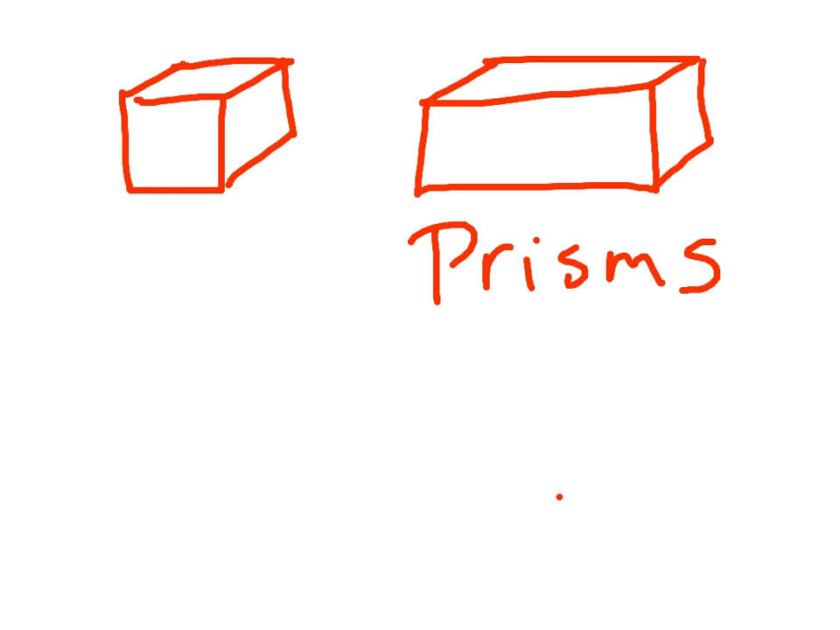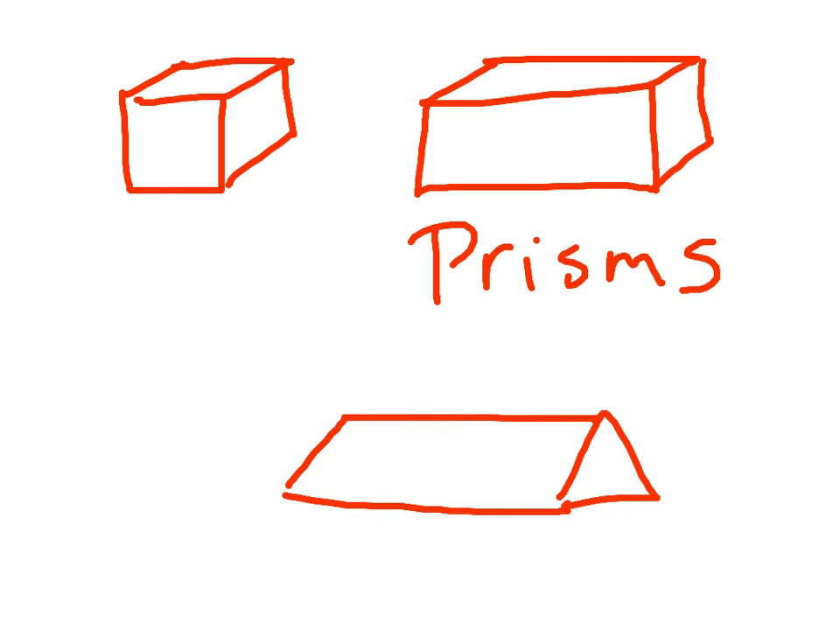Let's see if I can draw a triangular prism. That would be a triangular prism. The side that you can't see would be back there.